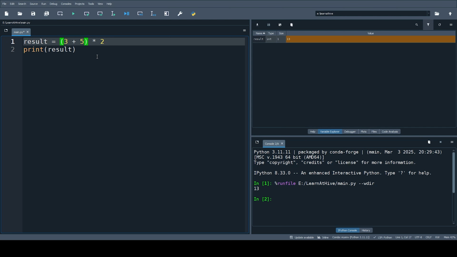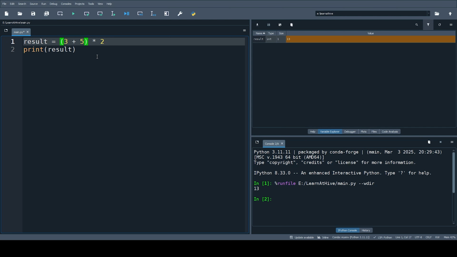And don't forget that exponentiation has a higher precedence too. So if I do this and run it again, it says 56. So it yields this result: 5 to the power of 2 is equal to 25, plus 3 is equal to 28, and times 2 is equal to 56. Multiplication, division, floor division, modulus also have a higher precedence and are evaluated left to right.